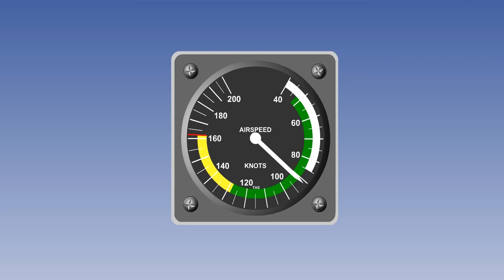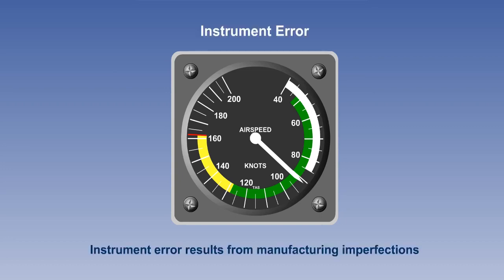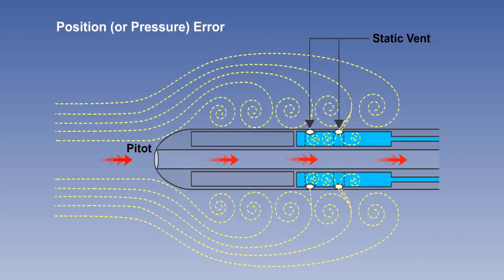The first error to consider is instrument error. Manufacturing imperfections, friction and play in the moving parts of an instrument affect the accuracy of the instrument. Under laboratory conditions, individual instruments can be checked by reference to a datum instrument, and a correction card can be produced for the speed range of the instrument.